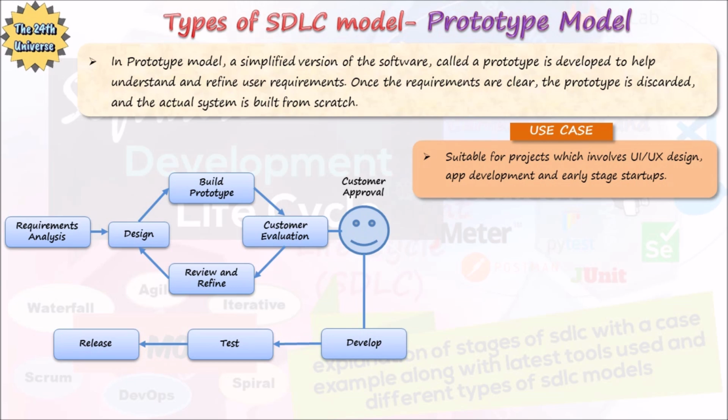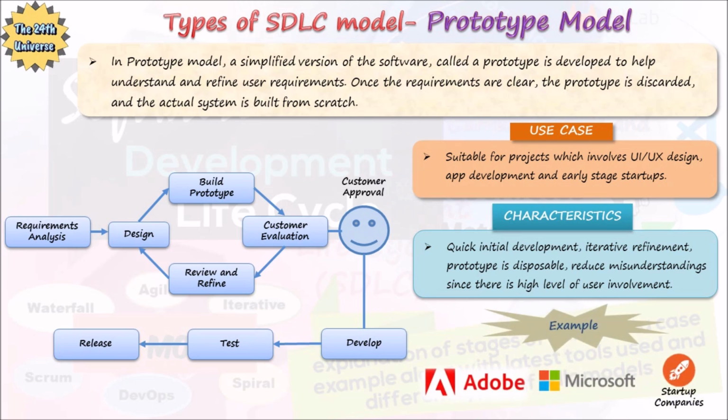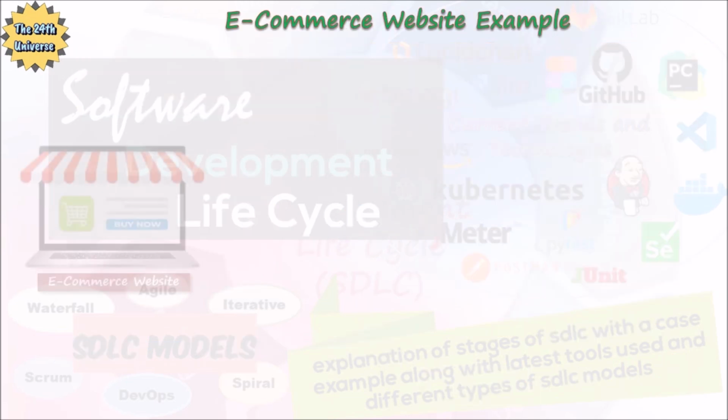The characteristics of the prototype model are quick initial development, iterative refinement, and the prototype is disposable. It reduces misunderstandings since there is a high level of user involvement. And the example companies that use the prototype model are Adobe, Microsoft, and startup companies.